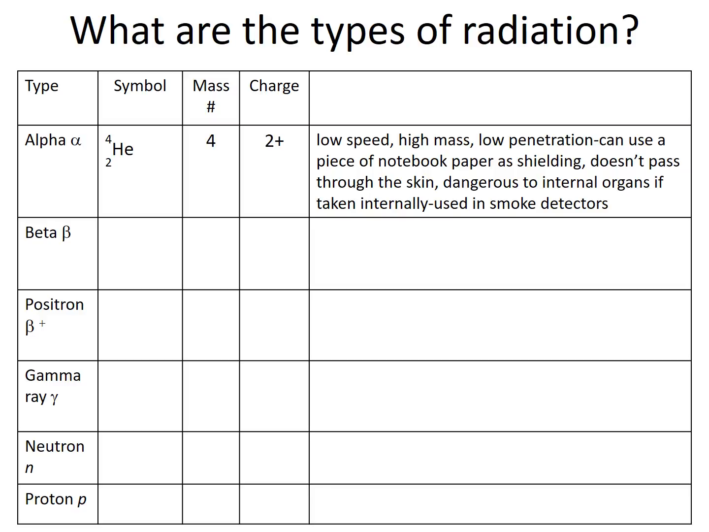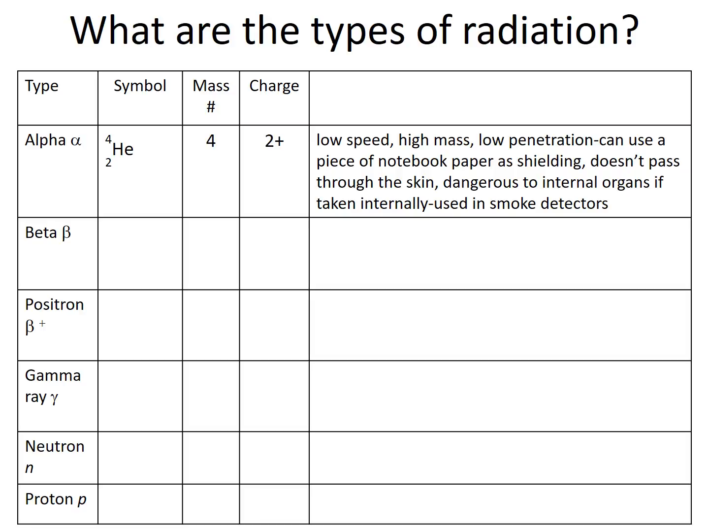It's generally going to be low speed but high mass. It might be analogous to a bulldozer. It's not moving real fast, but it's really heavy. It has low penetrating power. You could actually block alpha particles using a piece of notebook paper. It doesn't pass through the skin.